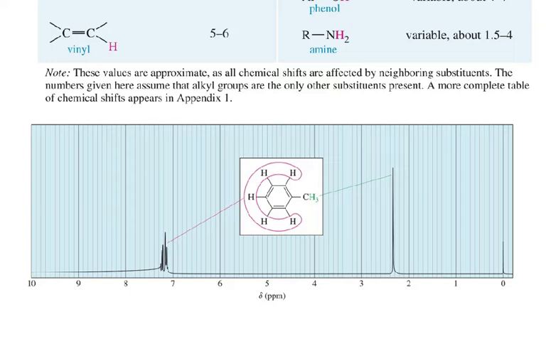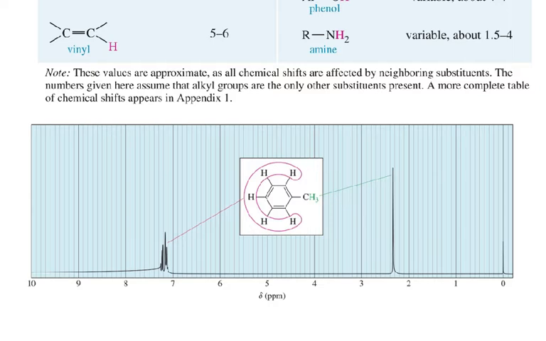So this is another example of how shielding and deshielding can work. The benzene hydrogens are more deshielded than the methyl hydrogens, but the methyl hydrogens are also deshielded by the fact that benzene is bonded to them.